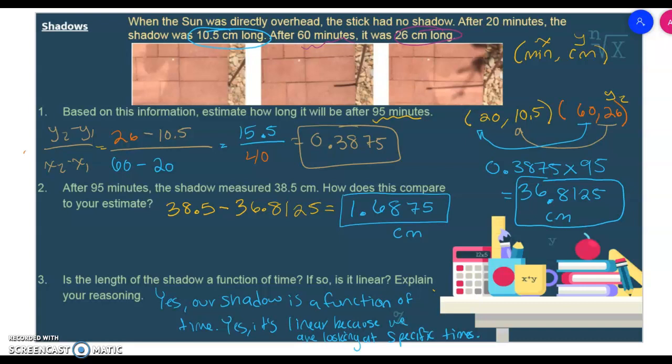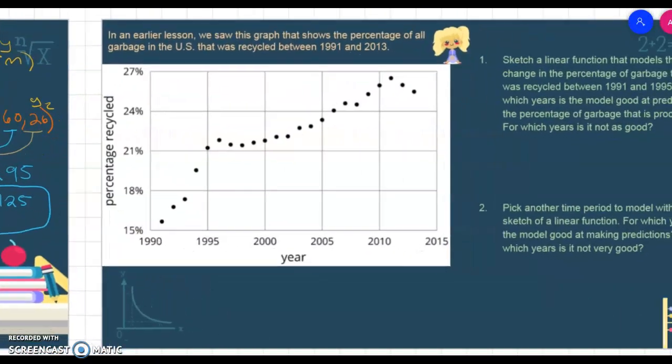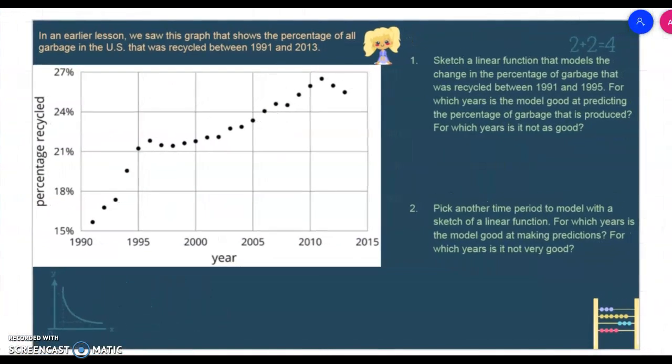After 20 minutes, it was 10.5. After an hour, it was 26. After 95 minutes, we said about 37. It was actually 38.5. So yeah, the length of the shadow is a function of time, because each time interval, so 1 o'clock, 2 o'clock, and so on, the shadow is going to be a different size. If you don't believe me, you go outside every hour over the weekend and measure how long your shadow is. It'll get longer or it could get shorter. We don't know yet, but that's for you to experiment.